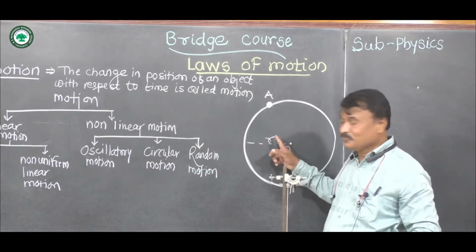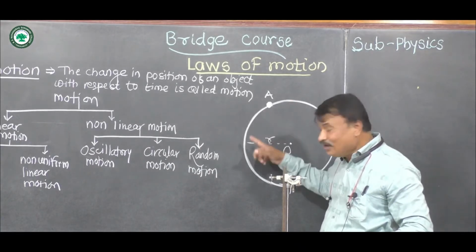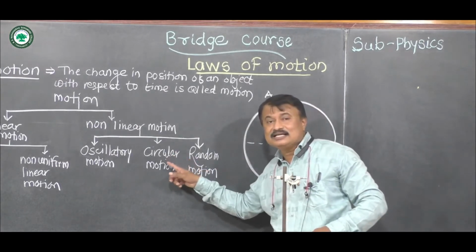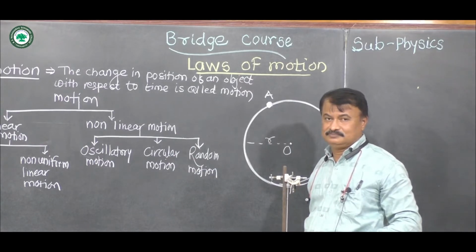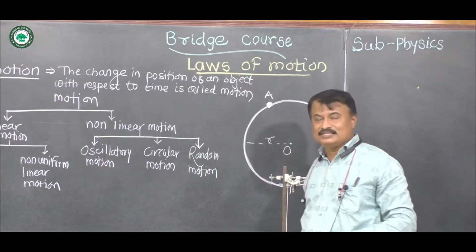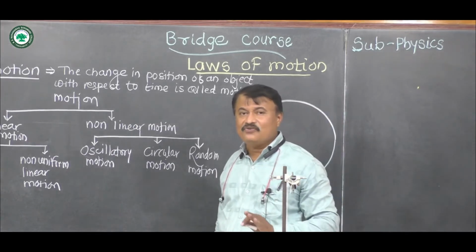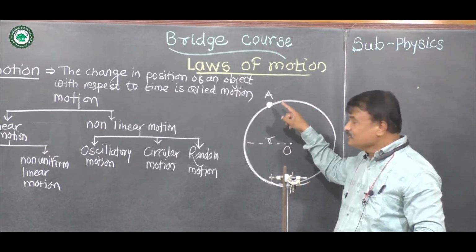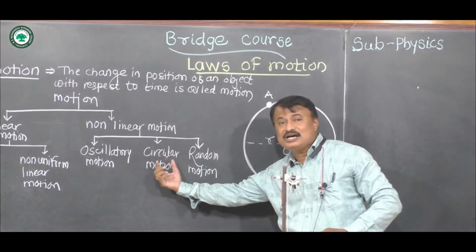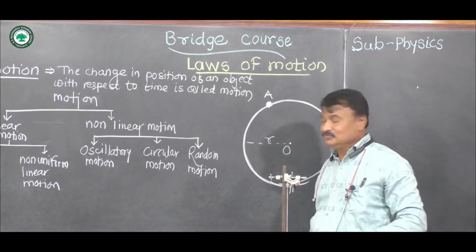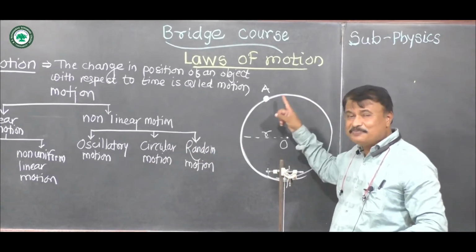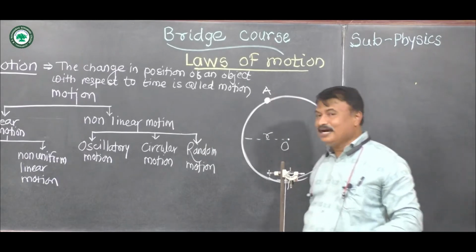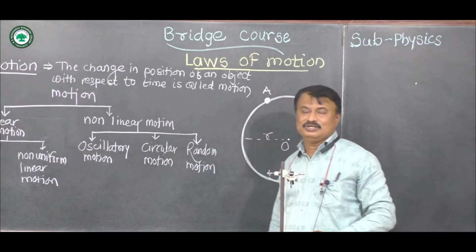Because in that case, an object like A moves along the circumference of a circle, and that's why such motion is called circular motion. So remember this, what is circular motion? The motion of an object along the circumference of a circle. Such type of motion is called circular motion. Remember, in that case, particles or objects are always moving along the circumference of a circle.